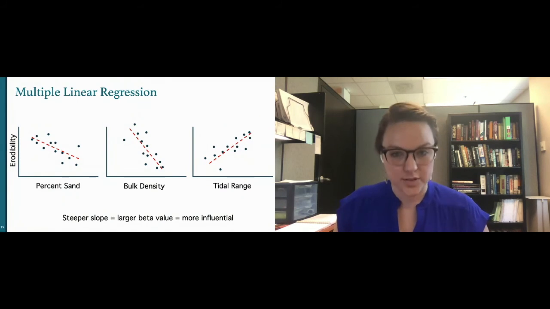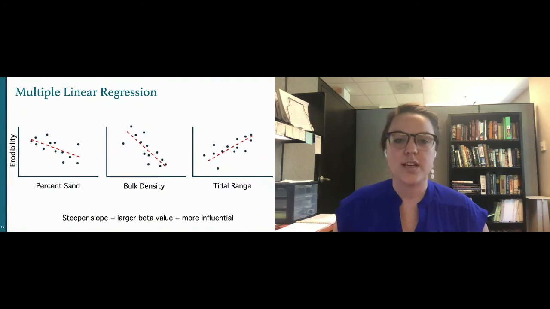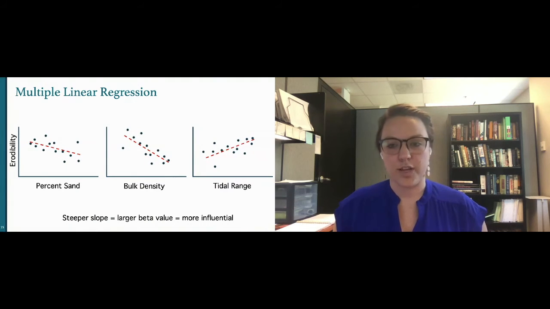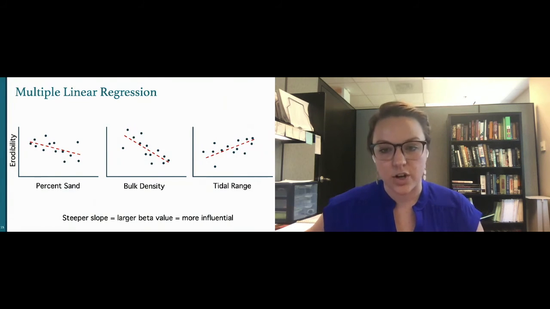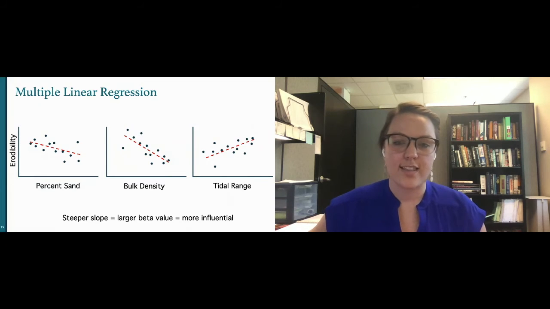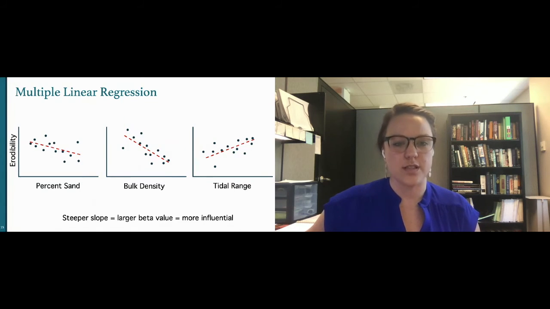However, I use multiple linear regression, which allows us to look at each of the explanatory variables and how they influence erodibility, but it takes into account the other relationships. So all of my data was standardized with a mean of 0 and a standard deviation of 1 prior to model formulation. Therefore, the beta values, or simply the slopes of these red lines, can be directly compared between explanatory variables within the model.